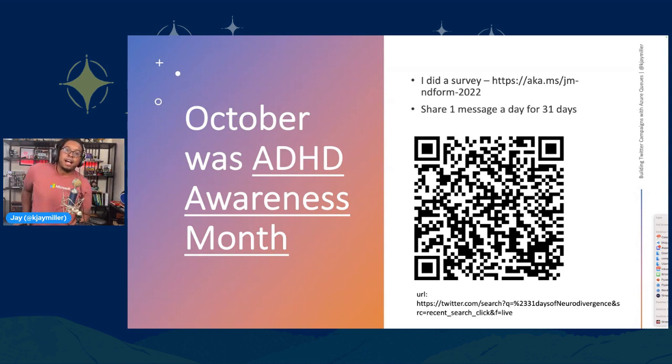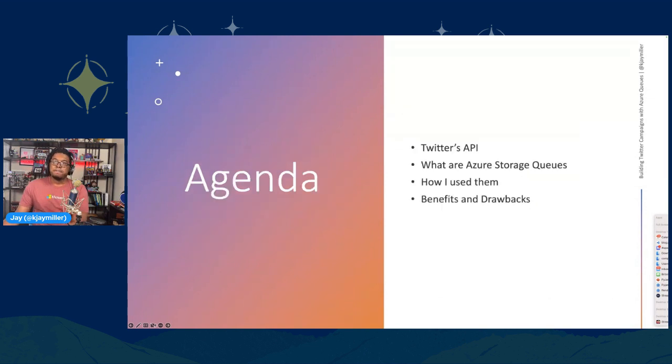So I decided to take the anonymous messages of encouragement that people had filled out via survey and send a message once a day anonymously, on my Twitter account. And it was a great experience and a great campaign, and I hope that it made an impact in some folks' lives. So for this talk, we're going to be addressing Twitter's API.